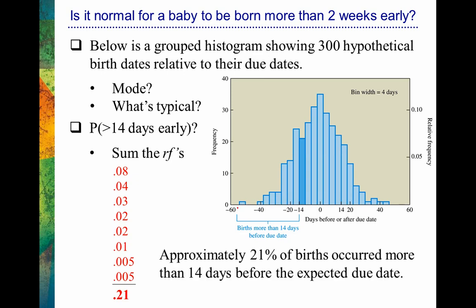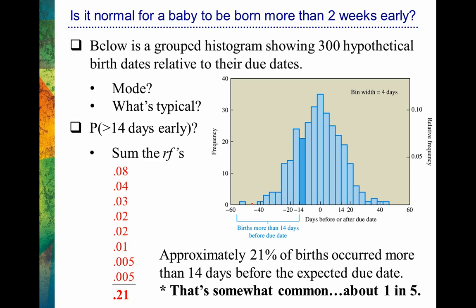be 0.21 or 21%. So again, just to summarize, approximately 21% of births occurred more than 14 days before the expected due date. And if you think about it, 21%, we're talking about 1 in 5. 20% would be 1 in 5. So really, it's somewhat common overall, when we look at this particular chunk of births, that a woman would be giving birth 2 weeks before her due date or even before that. About 1 in 5 chance.